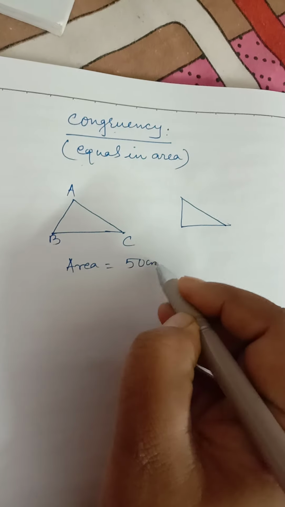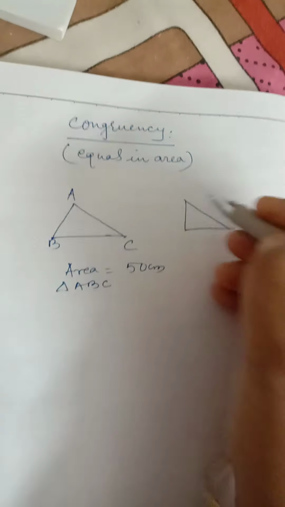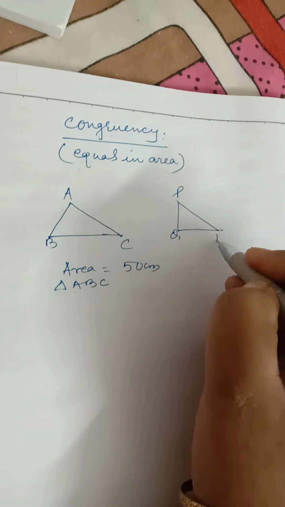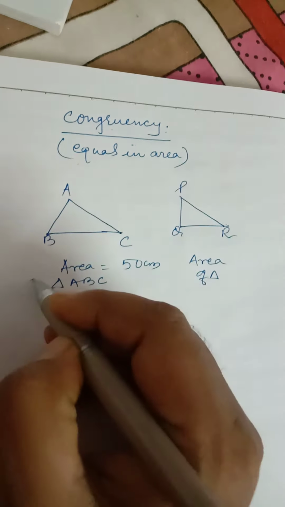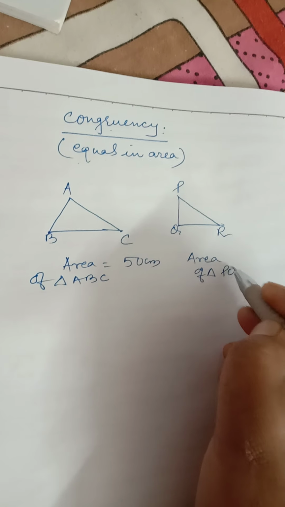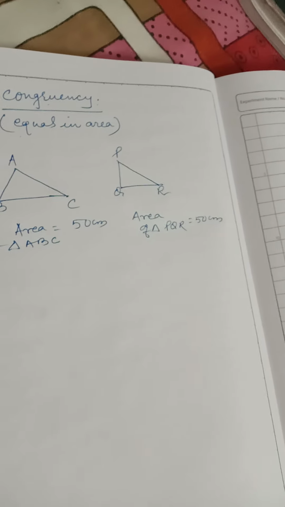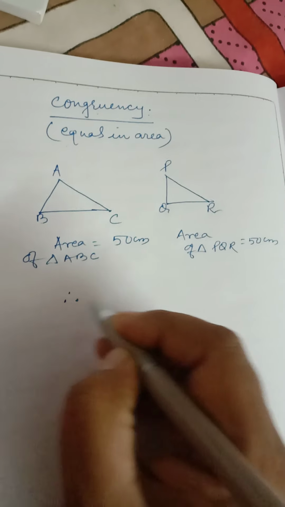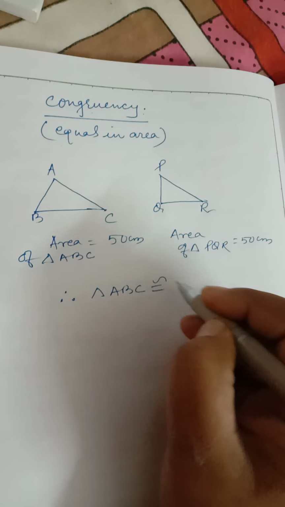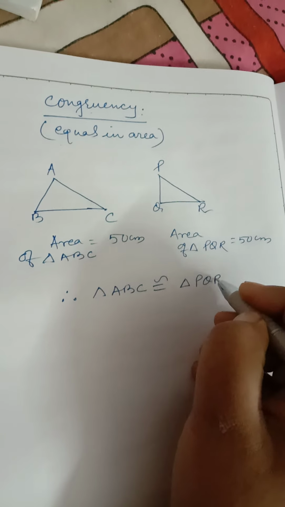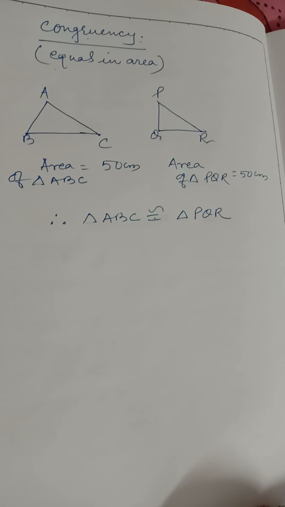50 centimeter squared, triangle ABC, and another triangle PQR, if the area of triangle PQR is also 50 centimeter squared, then they are said to be congruent. Then triangle ABC is congruent to triangle PQR. This is the symbol of congruency.